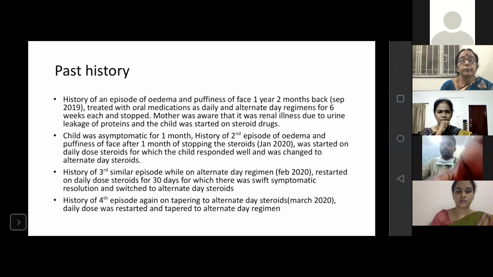And again, the child was started on daily dose, for which the child responded very well and swiftly and was switched to alternate day steroids in a period of 10 days. While on alternate day steroids, the child again developed a similar episode of edema and puffiness of face, for which this time the daily dose of steroids was continued for 30 days. And again, there was a swift symptomatic response in edema, and there was symptomatic resolution, and was switched to alternate day steroids. But there was a fourth episode on tapering to alternate day regimen, within 2 weeks of tapering. And the child was again started on the same thing, and the same thing happened again.